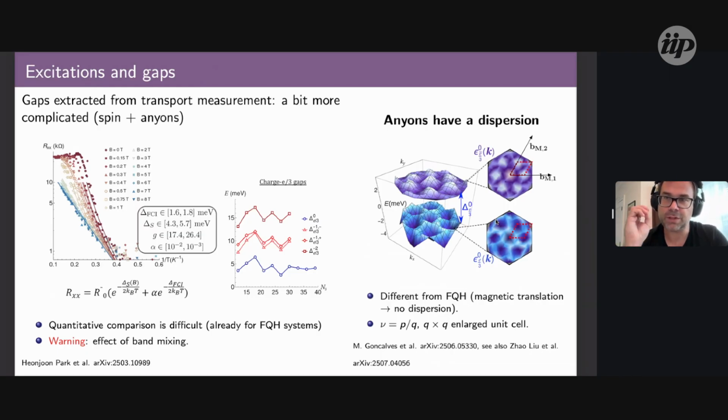And also, I would like to emphasize that the dispersion you obtain is really an effect of the interaction. So you can take, for example, the twisted MoTe2 model and make the band perfectly flat. You will still have a dispersion for the anyons. There's lots of discussion these days about, since you have dispersion for the anyons, what about superconductivity and so on. But that's at least one major difference between FCI and FQH.